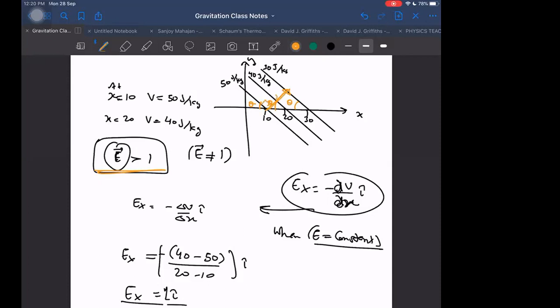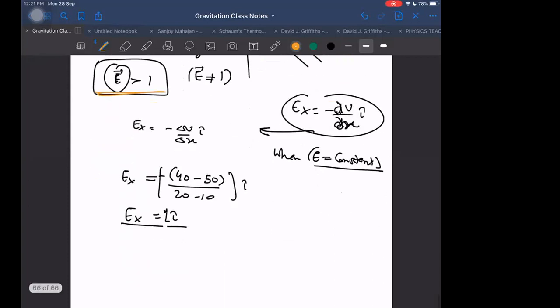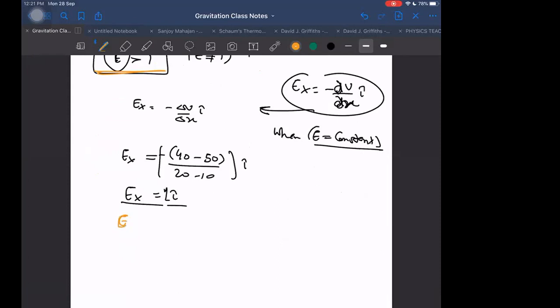I know the direction of the field and I know the x component also. If I know the direction, it makes an angle of 90 minus theta with x. So what will Ex be? Ex will be E cos(90 minus theta). That will be 1 unit.